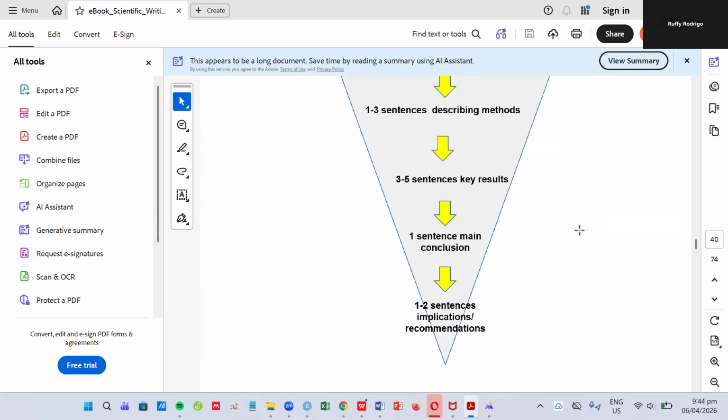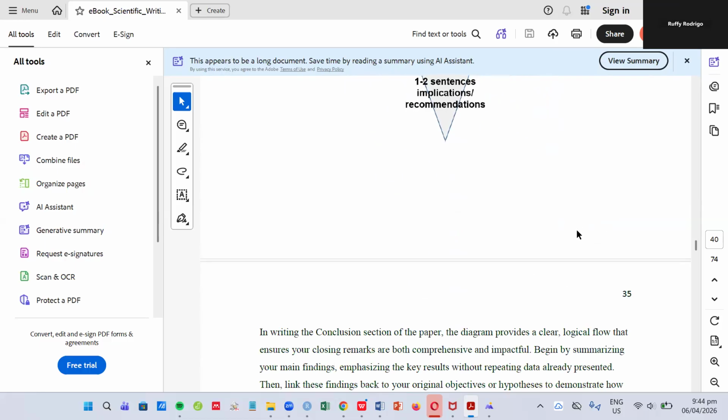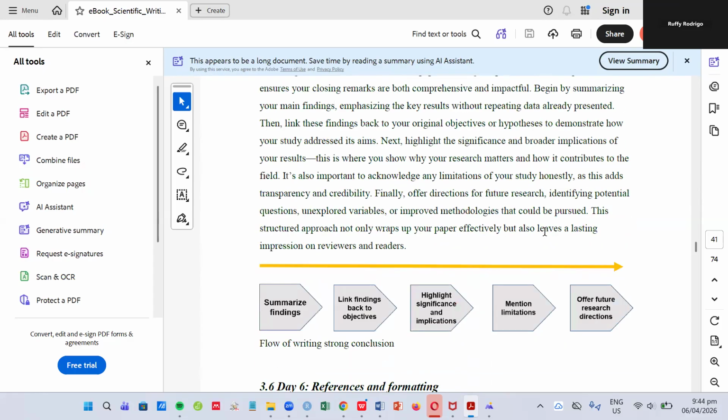It really depends. That's why it's important for you to check first which journal you want to publish in, and then try to understand how they want your manuscript to be prepared. So that's exactly how you do it. And here: summarize findings, link findings back to objectives, highlight their significance and implications, mention implementations, offer research directions. This is how I write my conclusion.